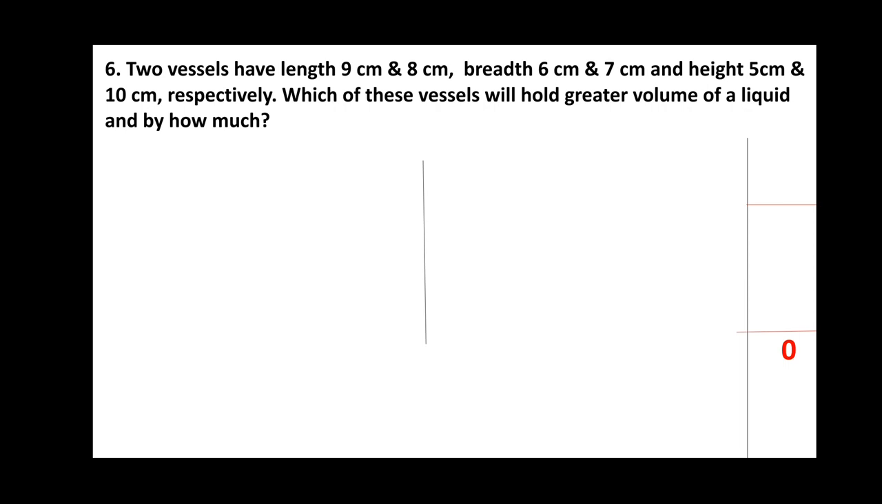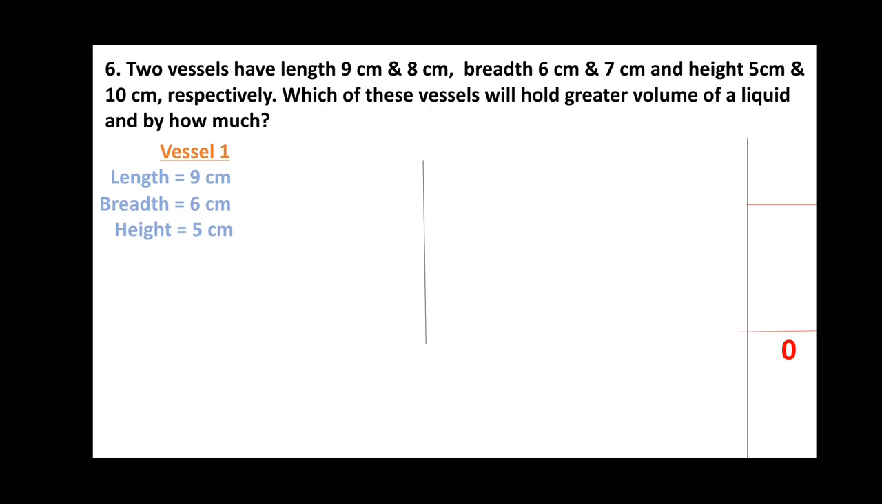Here in this question, length, breadth and height of two vessels are given. So, whatever data is given the first time should be assigned for vessel 1, and whatever data is given the second time has to be given for the vessel 2. So let us find the volume of two vessels separately. For that, first of all, let us write the data of vessel 1, that is length is equal to 9 centimeter, breadth is equal to 6 centimeter and height is equal to 5 centimeter.